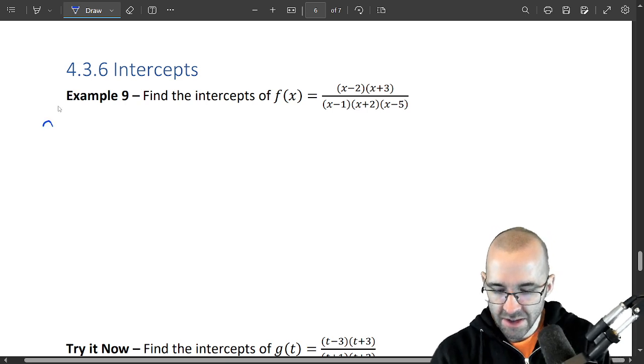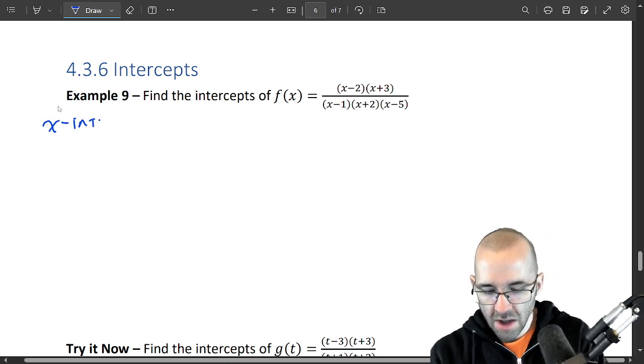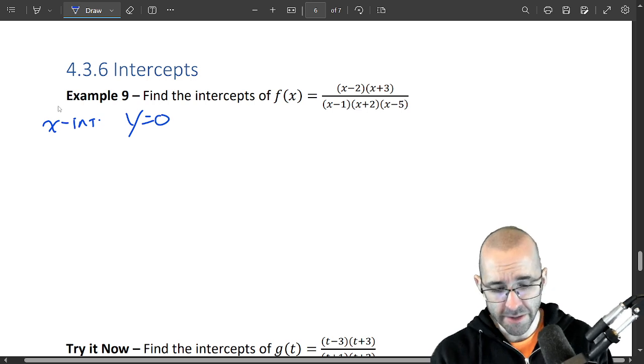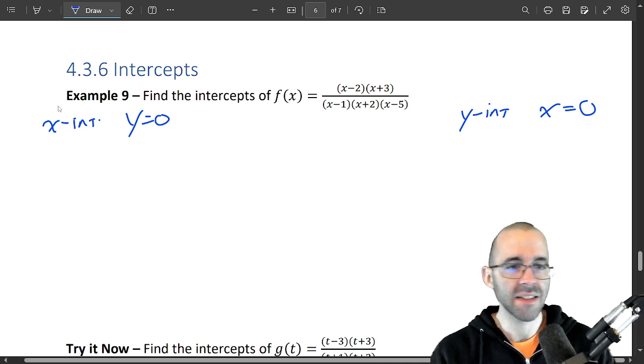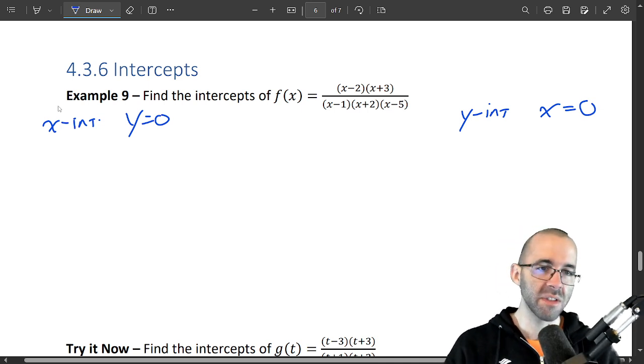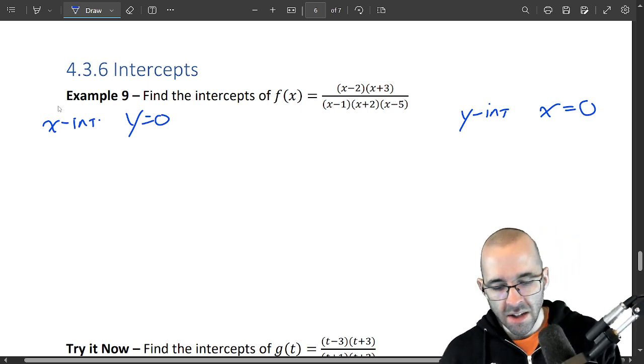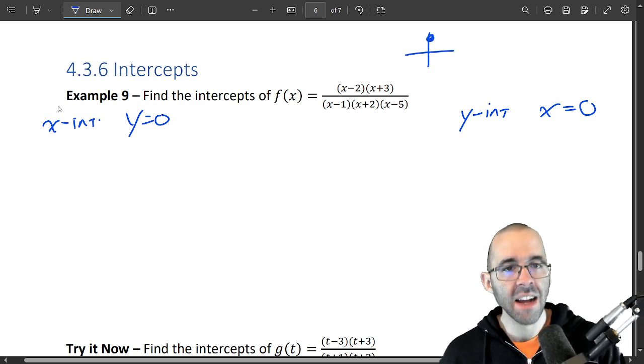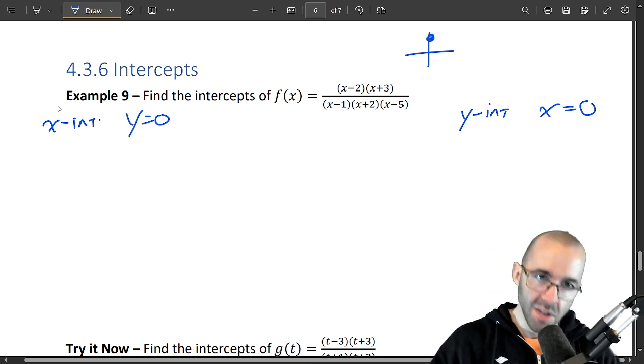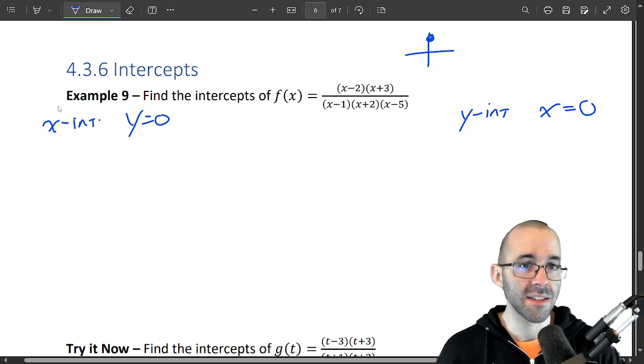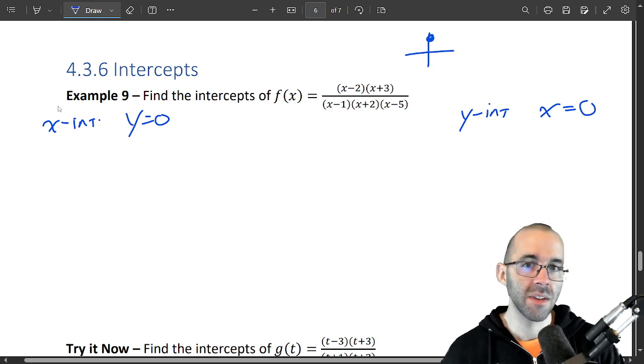So remember the x-intercepts. Those are going to be when y is equal to 0. And the y-intercept is going to be when x equals 0. That's how we find vertical and horizontal intercepts. The intercepts are just where we cross an axis. The vertical intercept crosses the vertical axis. That's when x is 0, when the input is 0.